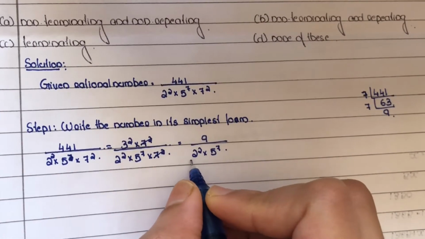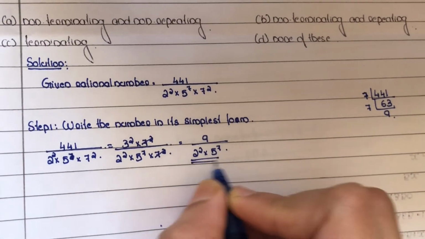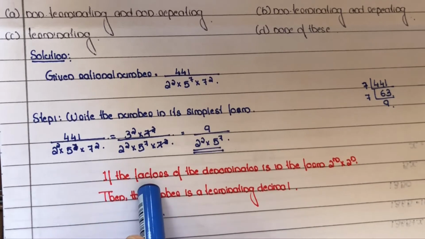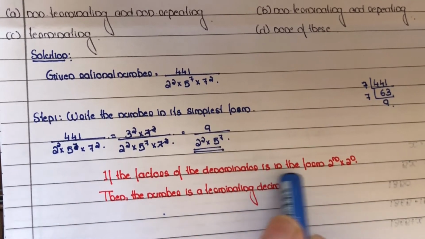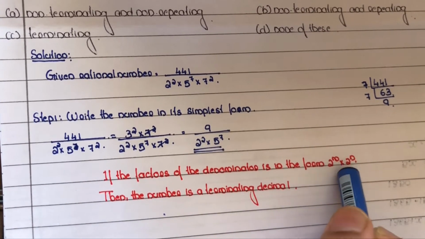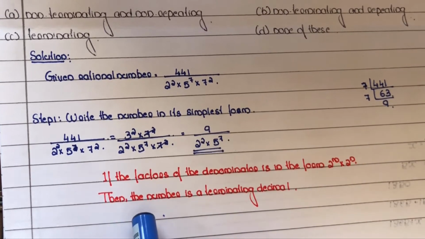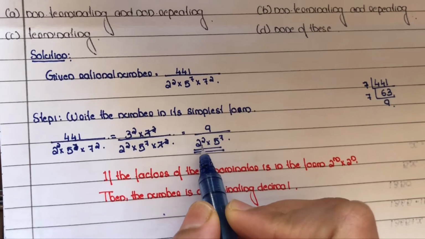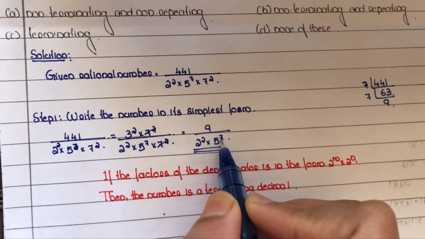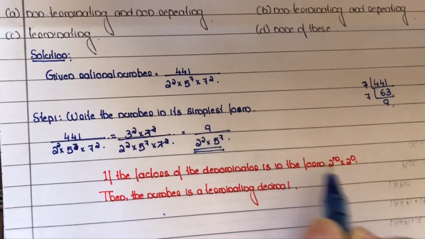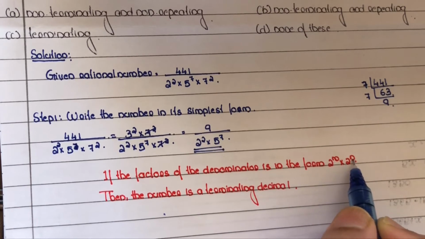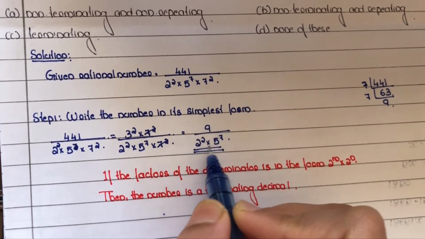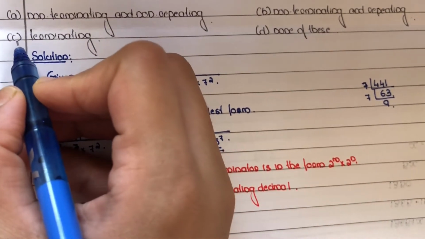Now this rational number is in its simplest form. And we know that if the factors of the denominator are in the form 2 raised to m into 5 raised to n, then the number is a terminating decimal. Now here the denominator is 2 raised to 2 into 5 raised to 7. That is in the form 2 raised to m into 5 raised to n, right? So this number is terminating. Option C.